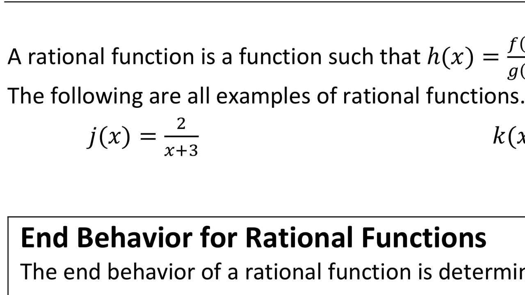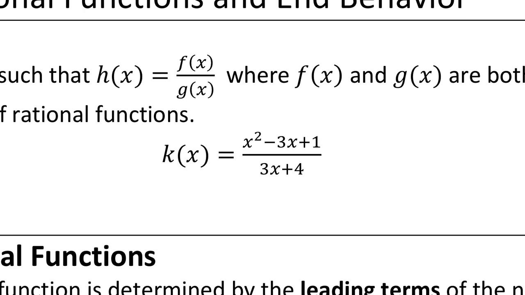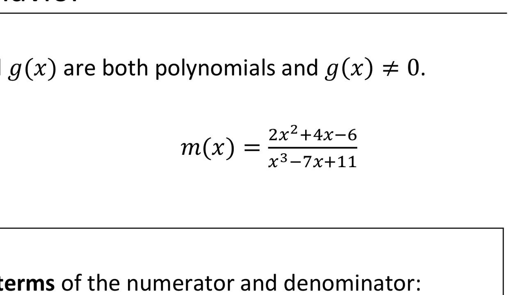So we have a constant function on top, a linear function on bottom. That's a polynomial over a polynomial. What about the k of x? What kind of function is on top? Quadratic, degree 2. What kind is on bottom? Linear, degree 1. What about m of x? What's on top? Quadratic. Ooh, what about this one? Cubic. So as long as we have a polynomial on top and a polynomial on bottom, we have a rational function.